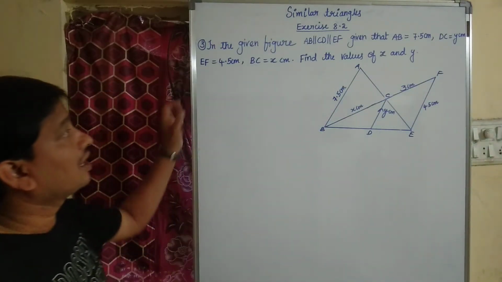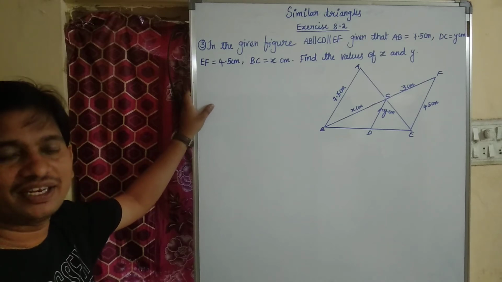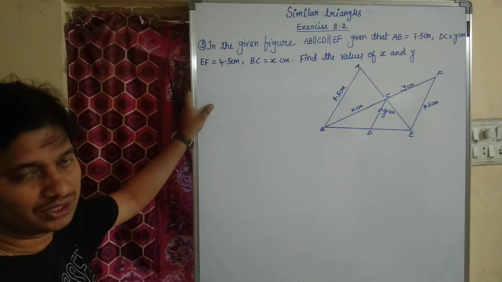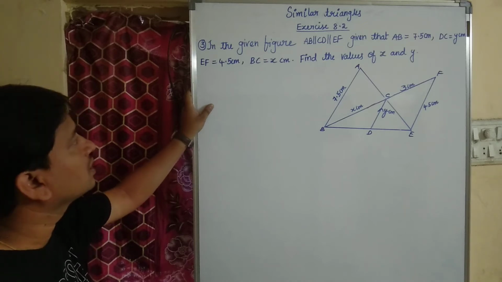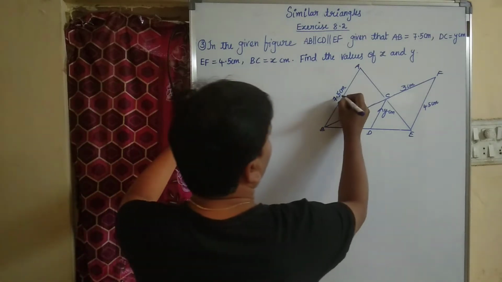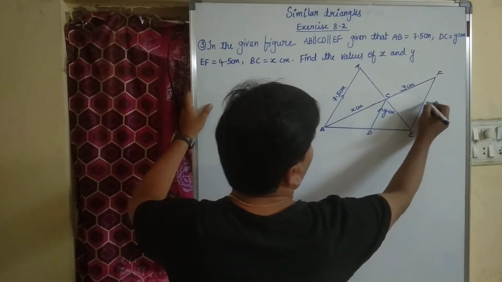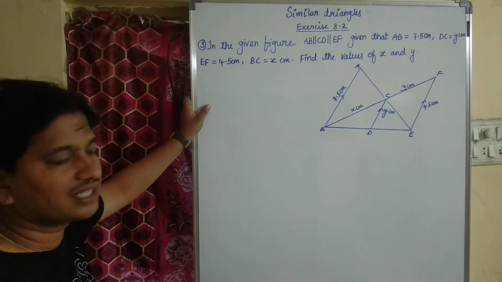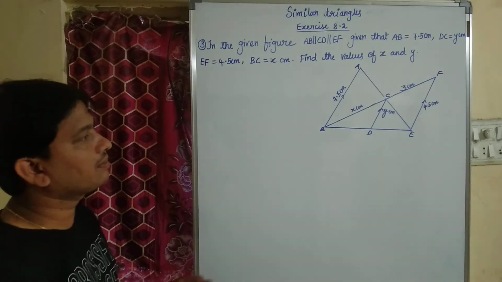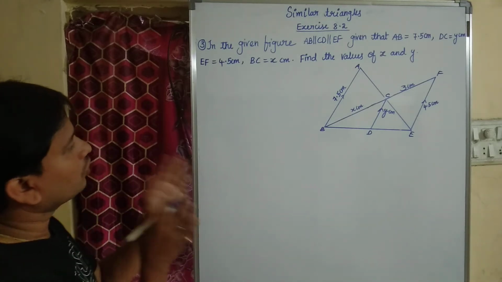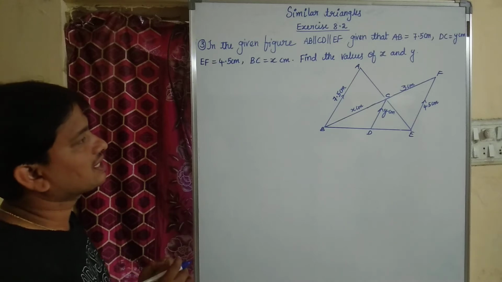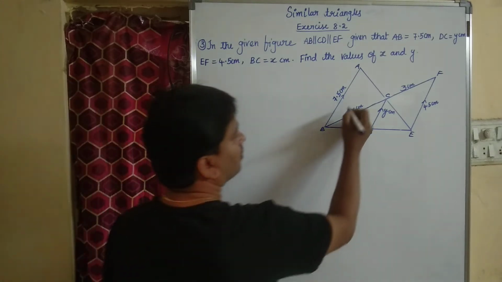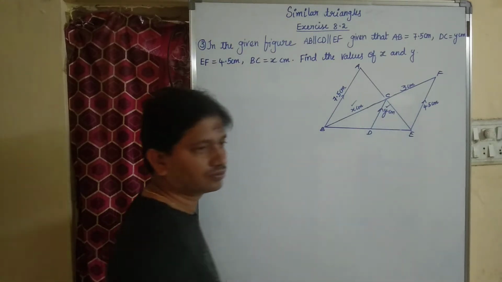In this session, let us discuss chapter number 8, similar triangles, exercise 8.2, one of the most important questions, that is question number 3. In the given figure, AB is parallel to CD, CD is parallel to EF, and AB is given 7.5 centimeter, DC is given y centimeter, EF is given 4.5 centimeter, BC is given x centimeter, and CF is given 3 centimeter. They are asking to find the values of x and y.